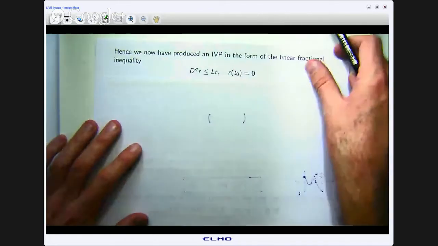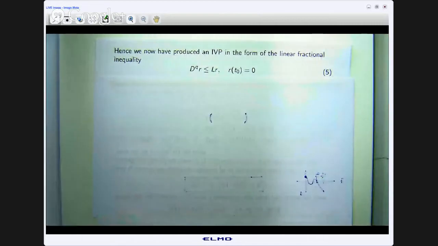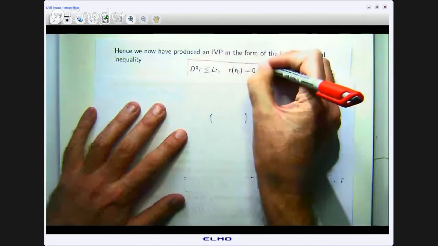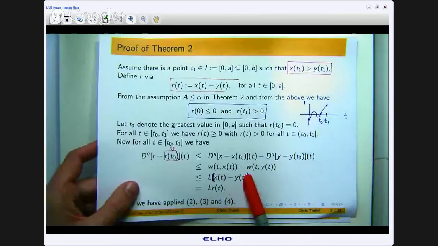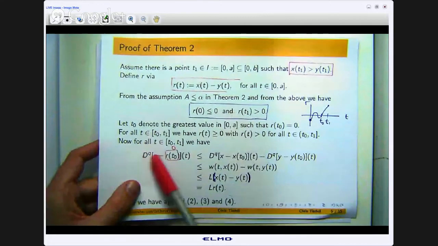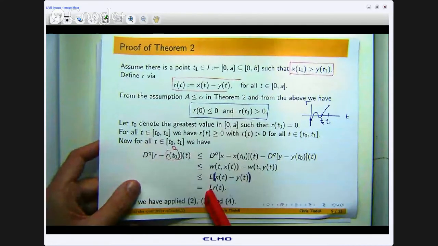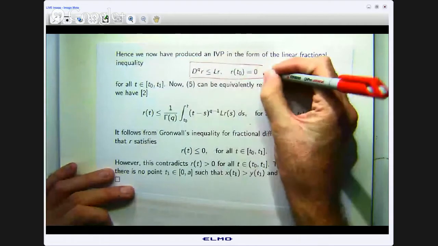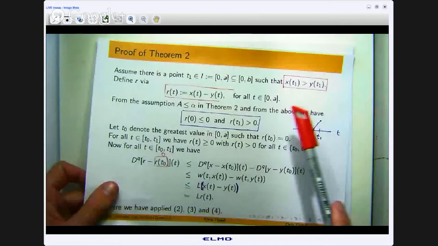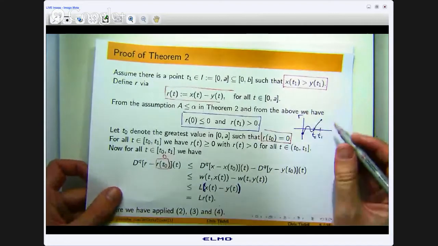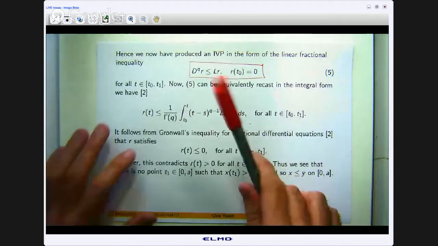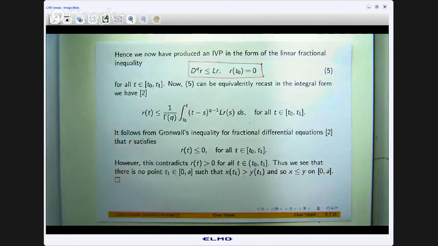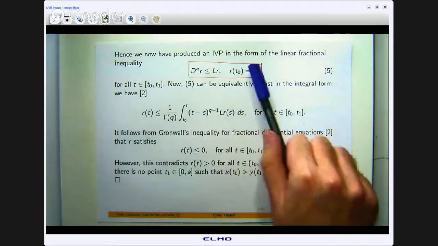This is another fractional differential inequality. It's dq of r is less than or equal to LR, because x minus y, that's how we defined r. And that's 0. So dqr is less than or equal to L of r. And we also have an initial condition, r of t0 equals 0, because that's where it passes through the horizontal axis. This is a special inequality called a linear fractional differential inequality.